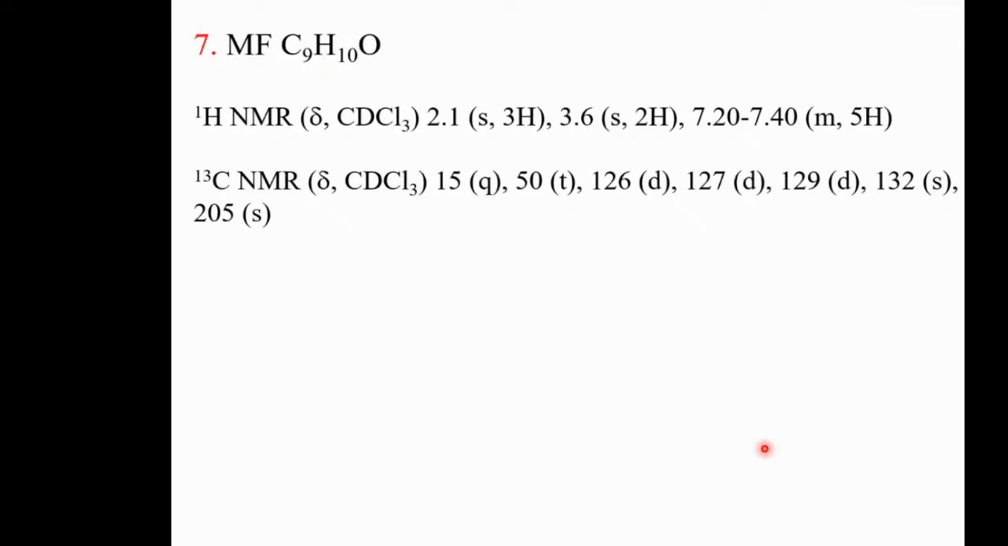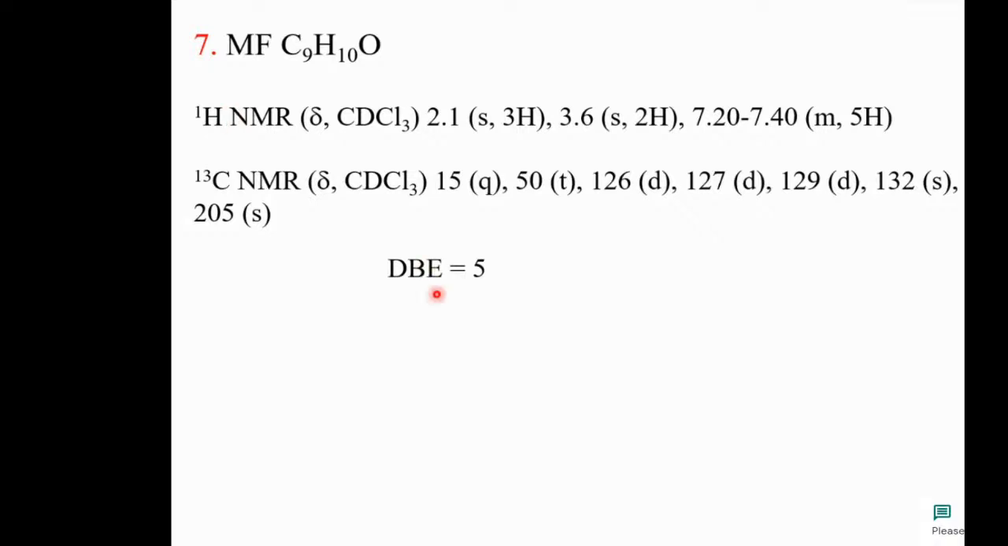Quickly, C9H10O. You have the proton NMR and carbon-13 NMR. What could be the structure? So what is the double bond equivalence? Yes, I can provide the PPTs, not a problem. What is the double bond equivalence in this case? 5, very good. Double bond equivalence is 5. CnH2n+2 is 20, right? So 20 minus 10 is 10, divided by 2. Double bond equivalence is 5.